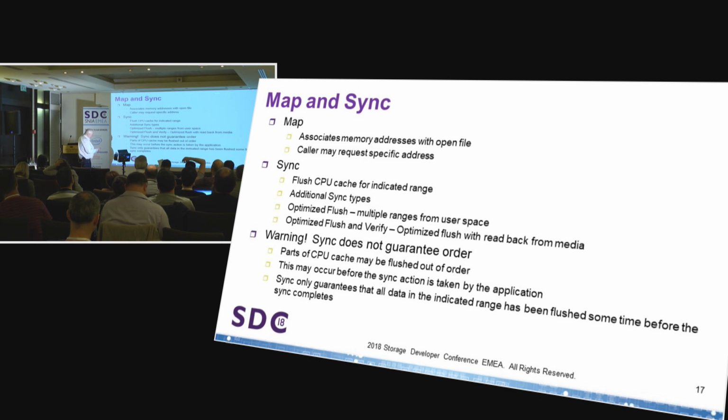Now, one of the caveats is that sync does not guarantee the order of how it gets out there. So you may need to think about that in your app. Parts of the CPU cache may be flushed out of order, and that may even occur before the sync is even called, right? So all that sync does is guarantee that all data in the indicated range has been flushed at some time before you return from that sync call, okay?